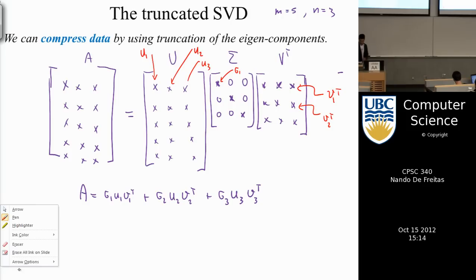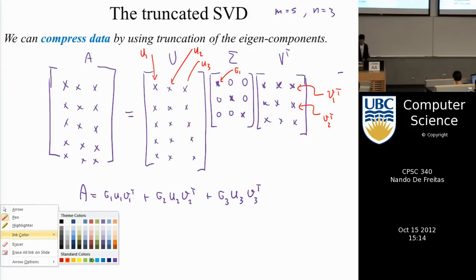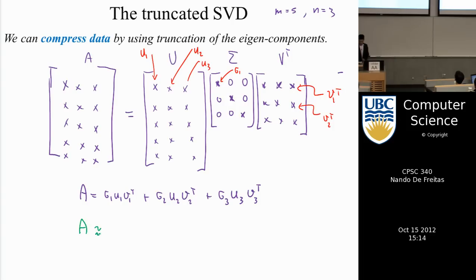Okay. Now, when I truncate A, I might decide that I'm going to approximate A with just the first two components. That's how I'm doing compression. I'm throwing away some of the vectors, and I'm only keeping the vectors that are associated with the largest singular values. Recall that by convention, sigma 1 is greater than or equal to sigma 2, greater than or equal to sigma 3. And because the singular values are the positive square roots of the eigenvalues of A times A transpose, which is a quadratic product, they're all positive.